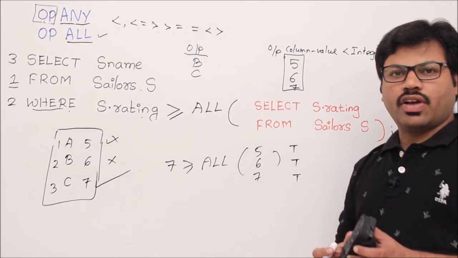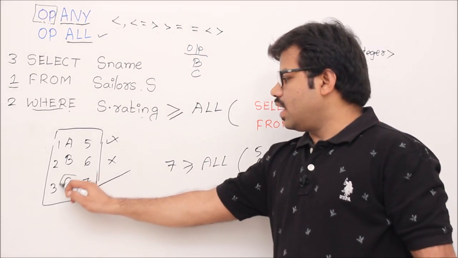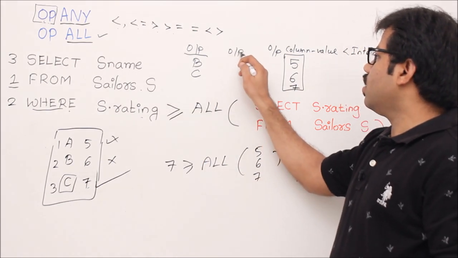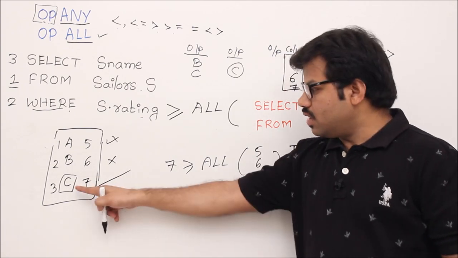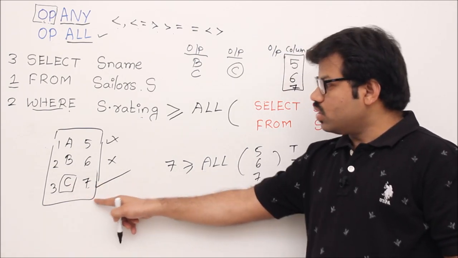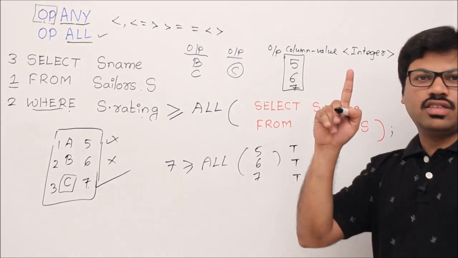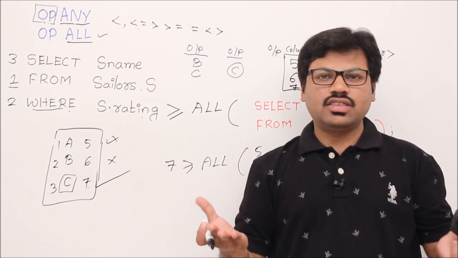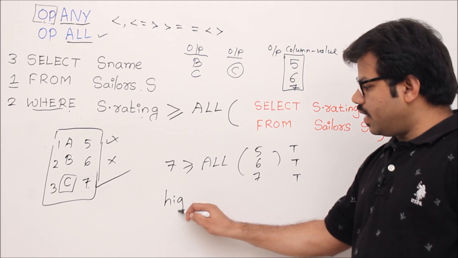That's it. Okay. So the answer is this tuple, and especially the corresponding S name. What is it? C. So the output will be C. Now tell me what is C here. Why is C printed? C is the sailor name whose rating was greater than or equal to all the ratings. Any person's rating greater than or equal to all the ratings is definitely the highest. That is the semantic of highest rating, right?